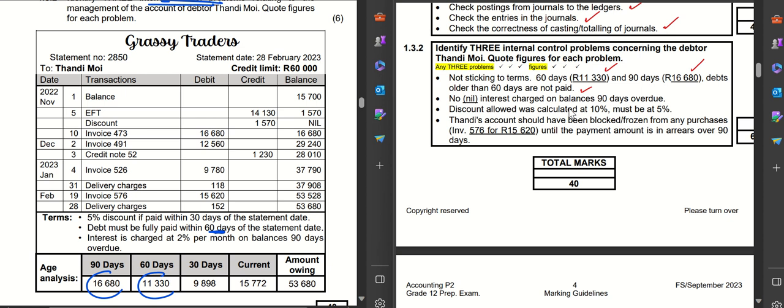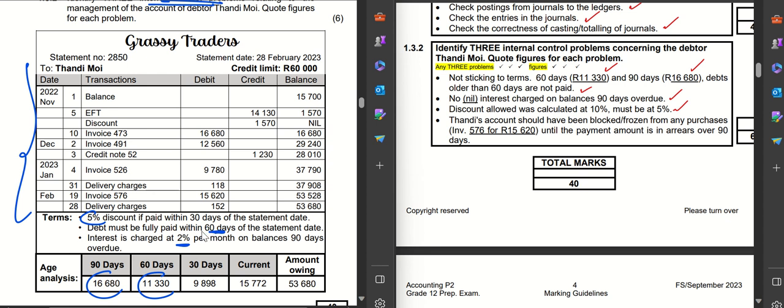Problem number 2. When debtors don't pay, interest must be charged at 2% per month on the balances 90 days. This guy has balances beyond 90 days. But if we check here, there is no interest that has been charged at all. No interest at all. So that shows us that there are problems here. No interest has been charged or recorded. Discount allowed was calculated at 10%. It must be 5%.